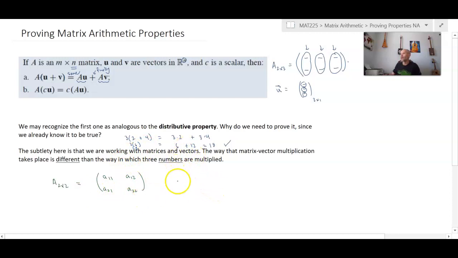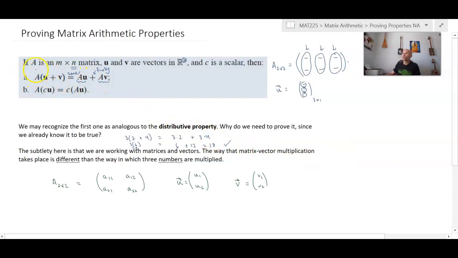Now let's define U to be u1 and u2. We'll just say that those are the elements. And we'll define V to be the elements v1 and v2. So v1 and v2 are just numbers, u1 and u2 are just numbers. The key here is to take it from matrix vector form and represent it in a scalar form. So we know that these multiplications can be carried out.